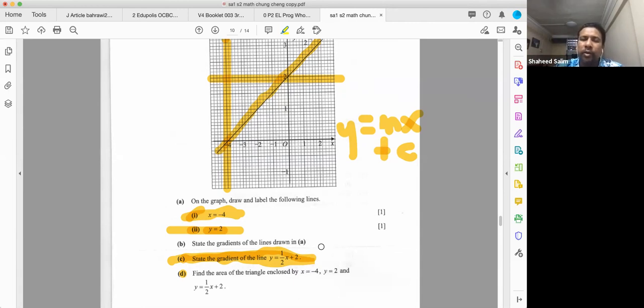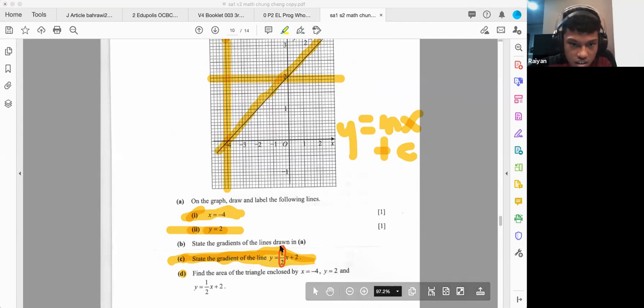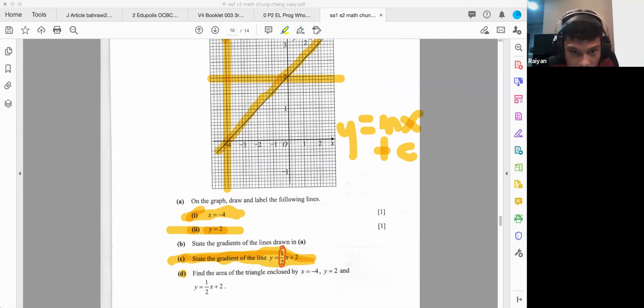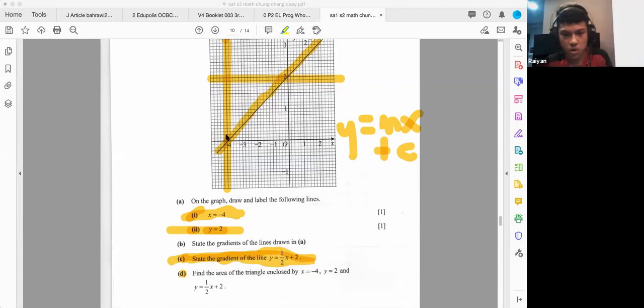The gradient is always before the x. The gradient of this line is half. Not this number down here, this is the gradient. They already give you this number down here as the gradient.